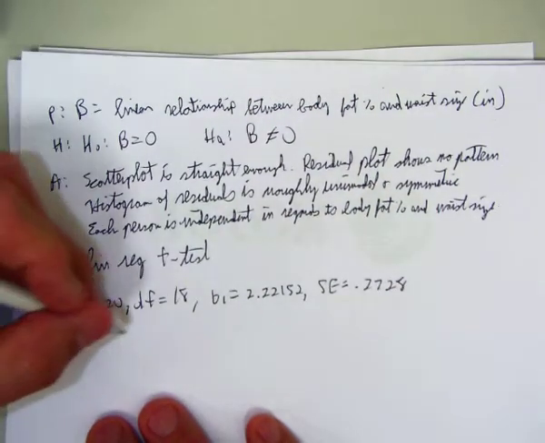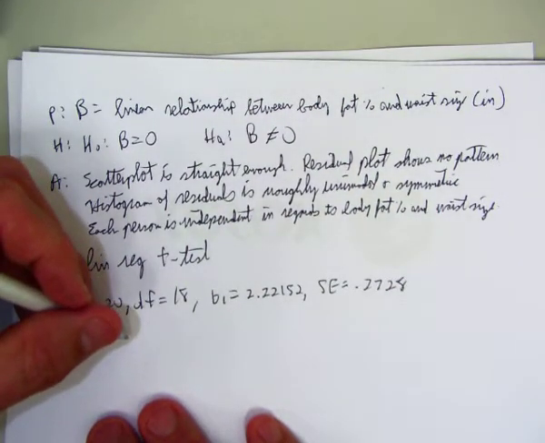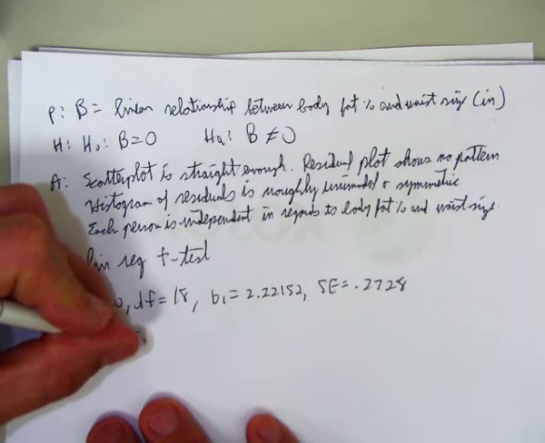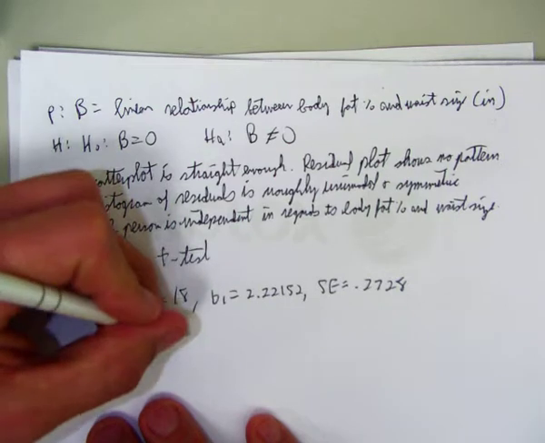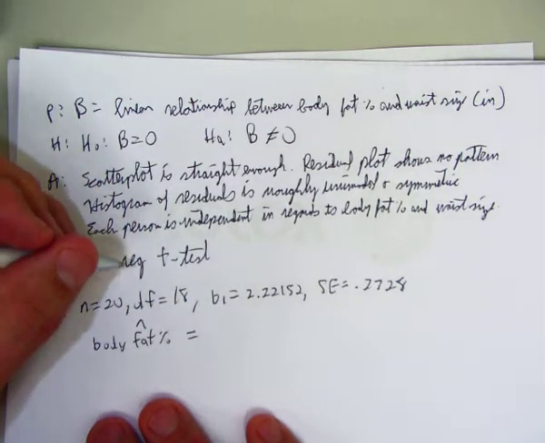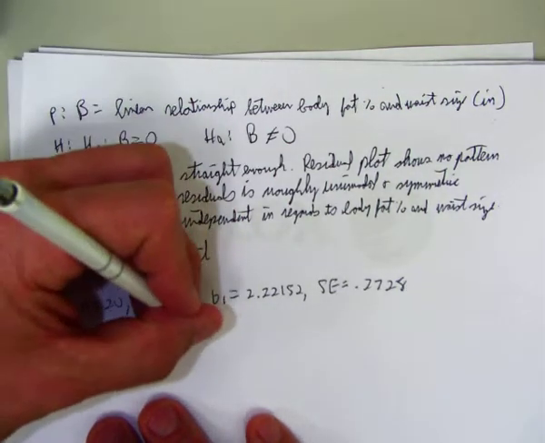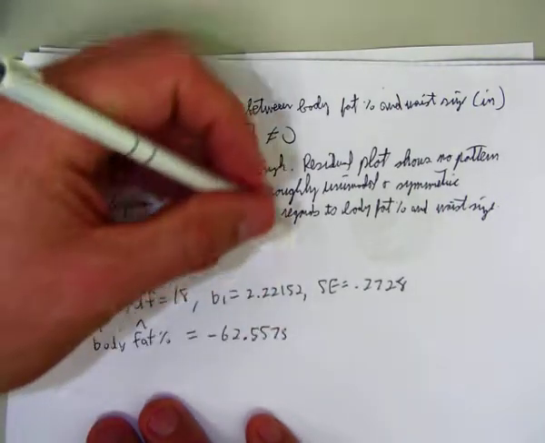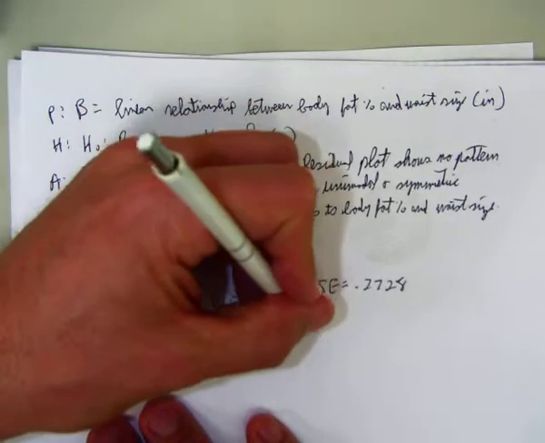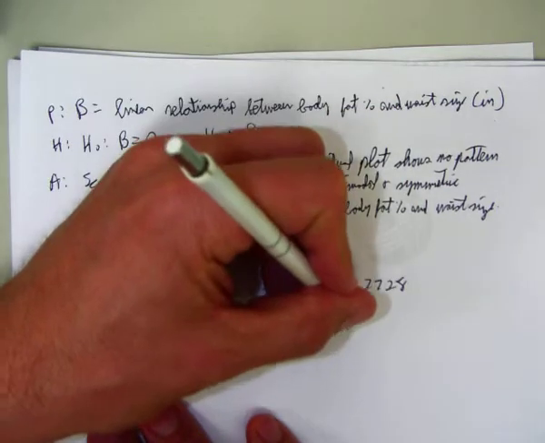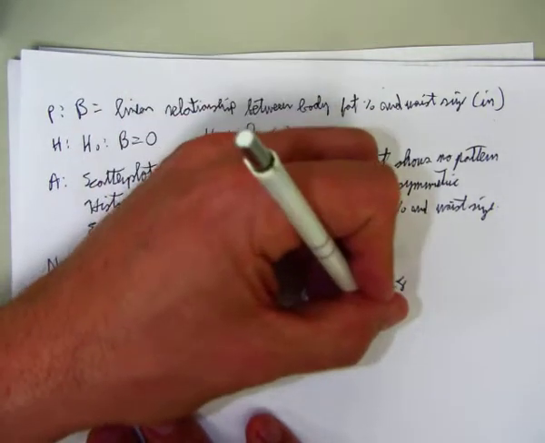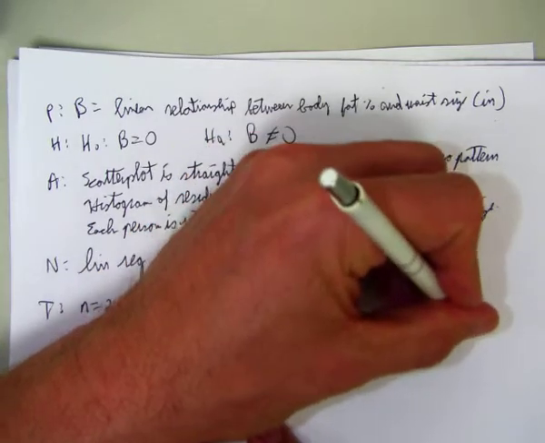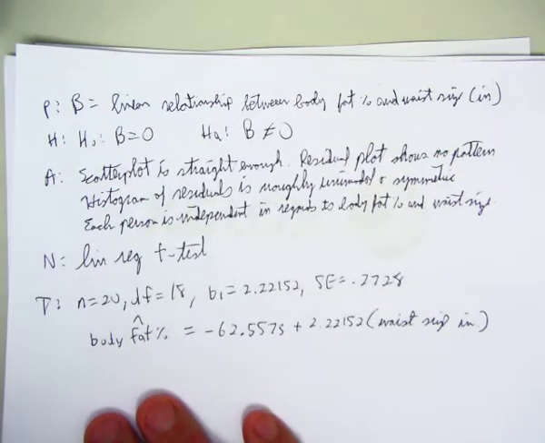So I'm going to write that least squares regression line. So predicted body fat percentage equals the y-intercept, which is negative 62.5573, plus 2.22152 times waist size in inches. Okay.